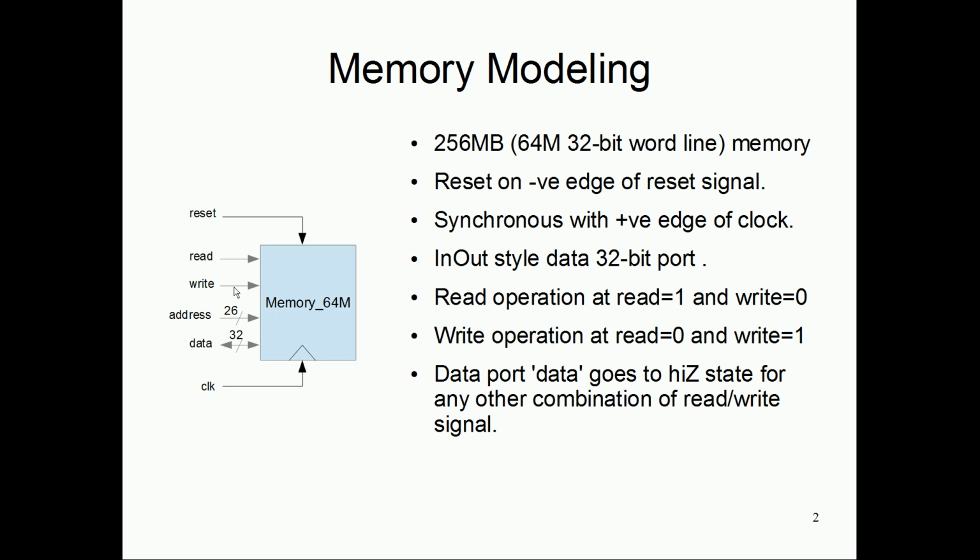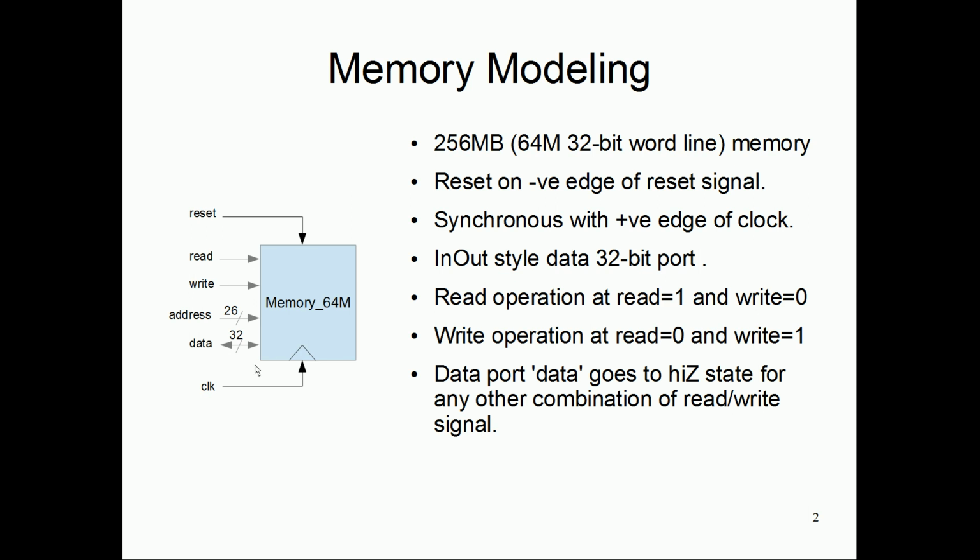There are control lines like read and write. If read is 1 and write is 0, it's the read mode, so data will be coming out through the data port. If read is 0 and write is 1, it is a write, so whatever data is set on this line will be written in at the specified address. And if read and write are both 0 or both 1, then the data will be placed at high Z, an electrical isolation state.